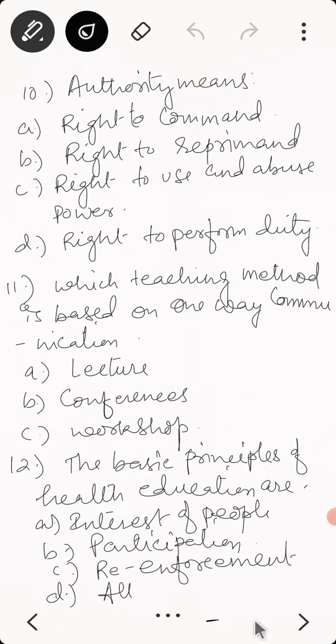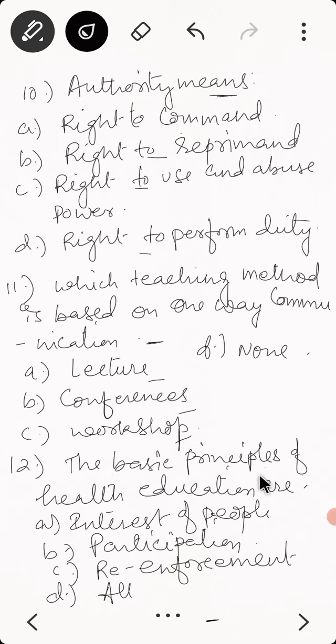Okay. Next question is, authority means. What do you mean by authority basically in this question? This is being asked. Your options for this are right to command, right to reprimand, right to use and abuse power, right to perform duty. Okay, next question, which teaching method is based on one way communication? Options for this are lecture, conferences, workshop. And the last one is none.